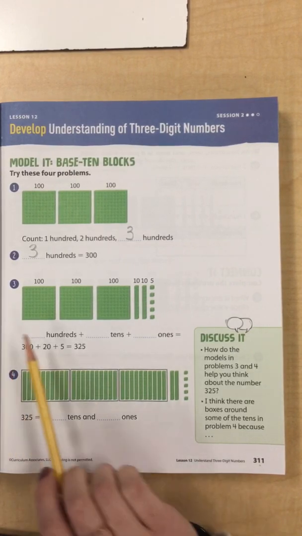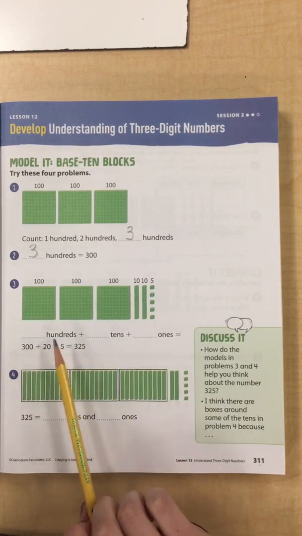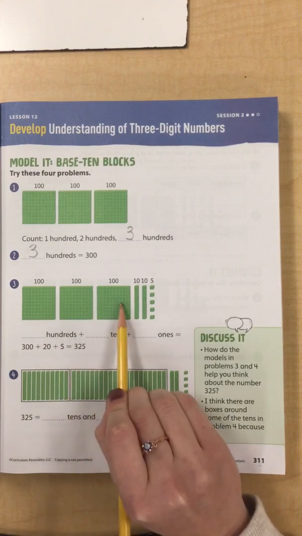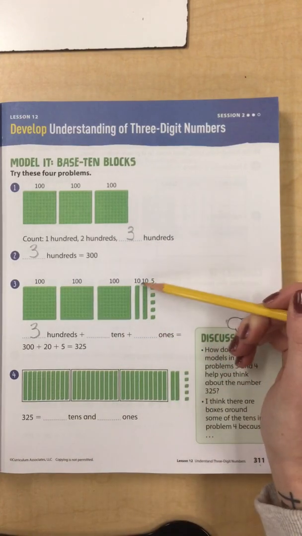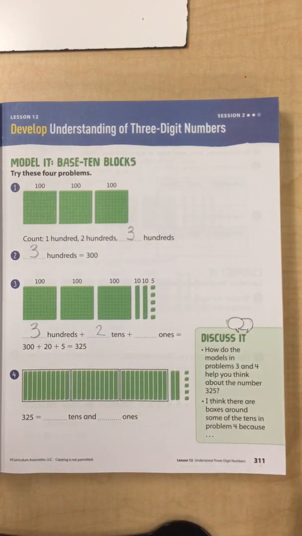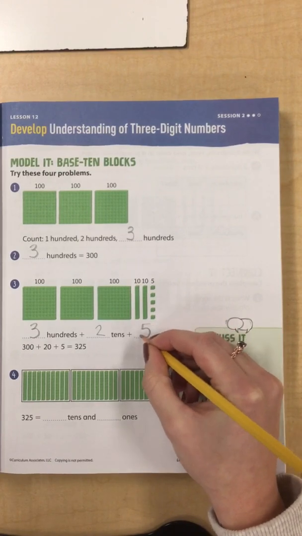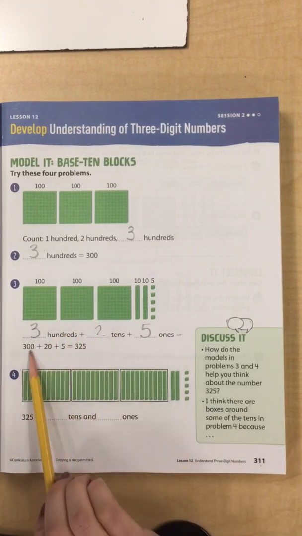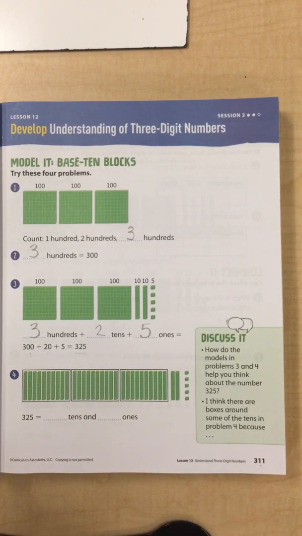On number 3, we're going to see how many hundreds we have, how many tens, and how many ones we have. So how many hundred squares do we have? I see 1, 2, 3, so 3 hundreds. How many tens do we have? I see 1, 2, so 2 tens. And how many ones do I have? 1, 2, 3, 4, 5. I have 5 ones. So this is the same thing as saying 300 plus 20, 2 tens is 20, plus 5 equals 325.